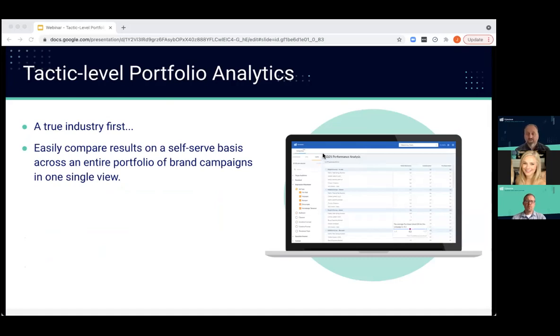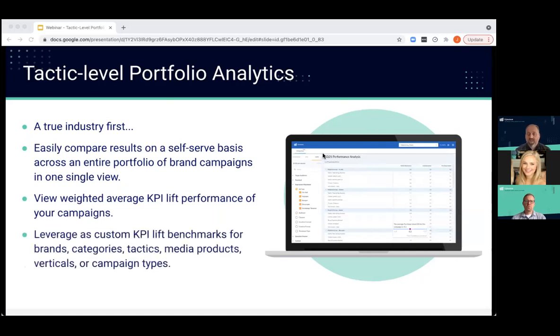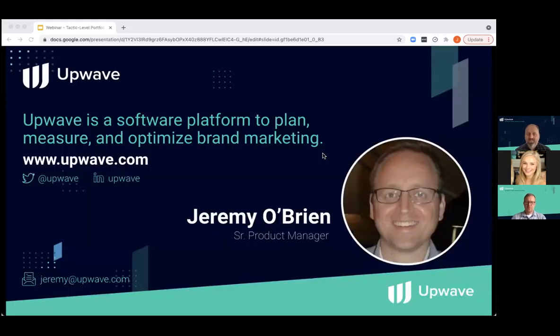So now you're able to easily compare results across an entire portfolio of brand campaigns in a single view, to view KPI lift performance of your tactics based on sets of campaigns that you select, and to create custom KPI lift benchmarks for brands, categories, tactics, media products, verticals, campaign types. Truly, the sky is the limit. That is tactic level portfolio analytics, and I am Jeremy O'Brien. Let me turn it back to Ken.